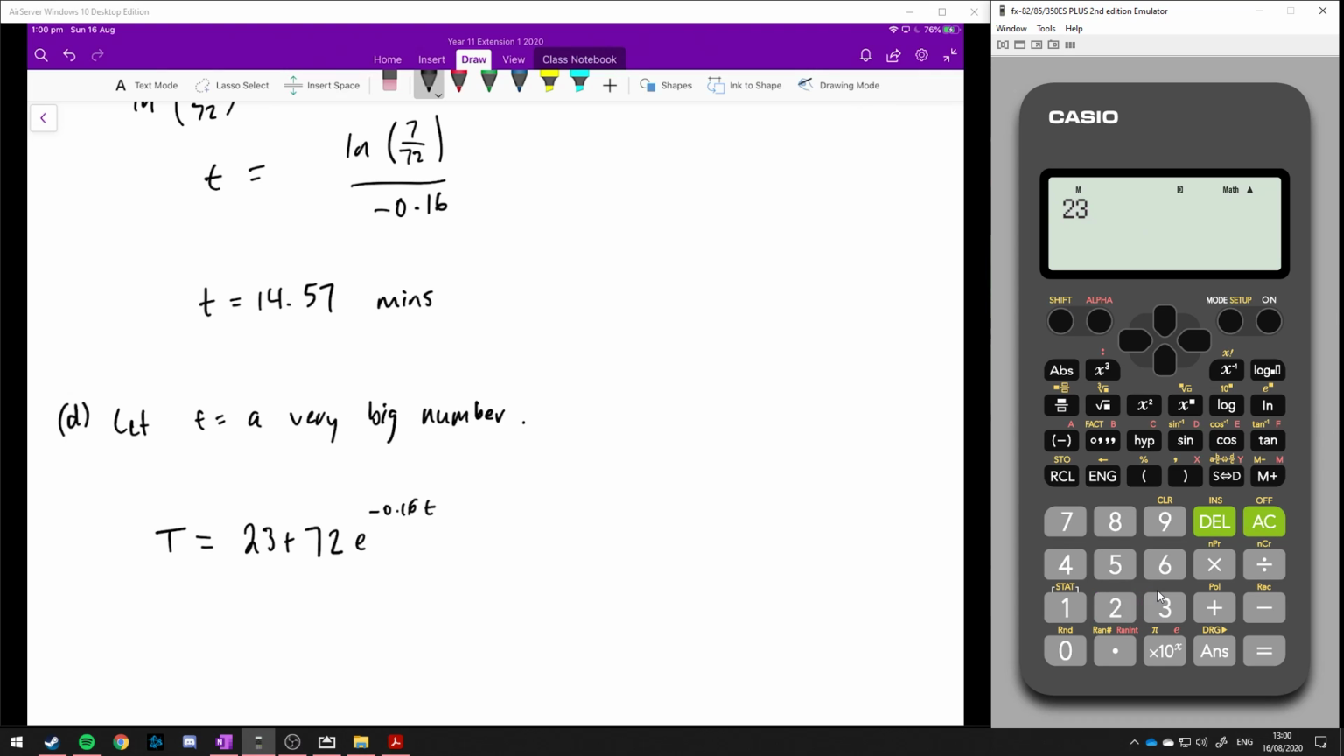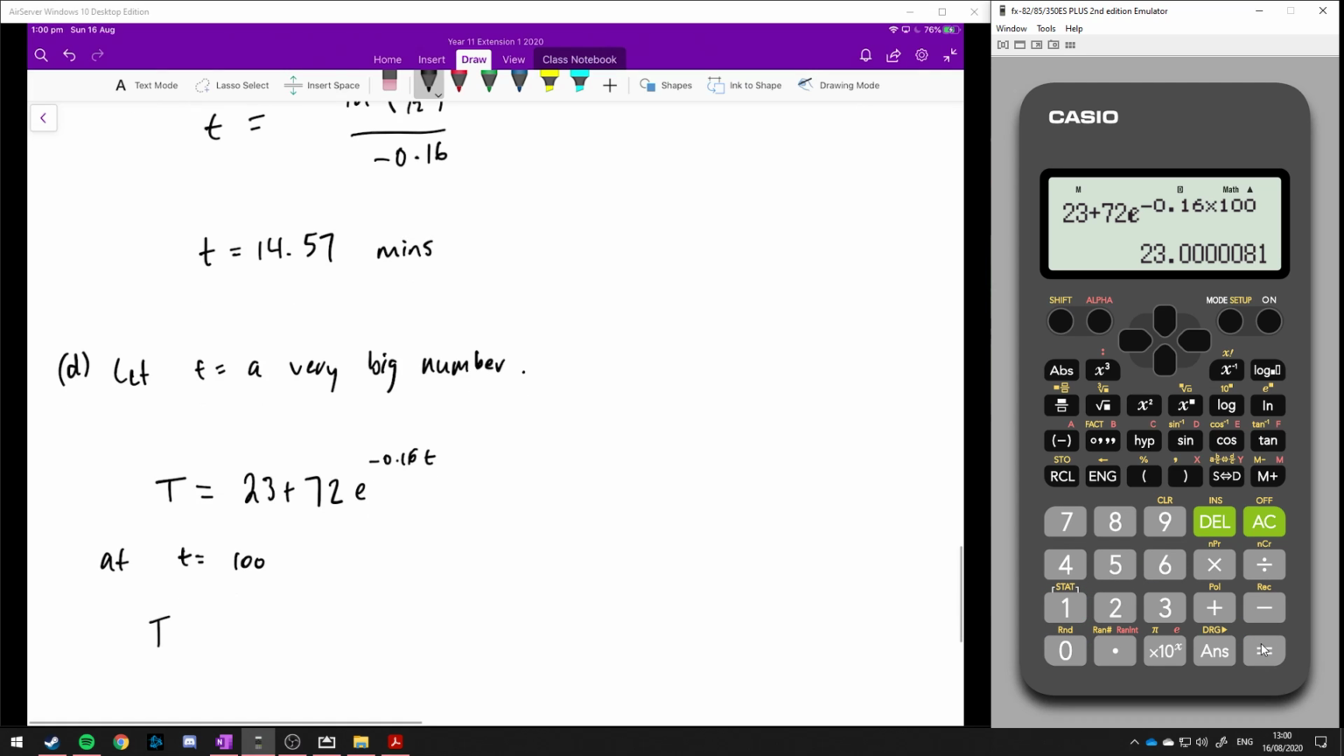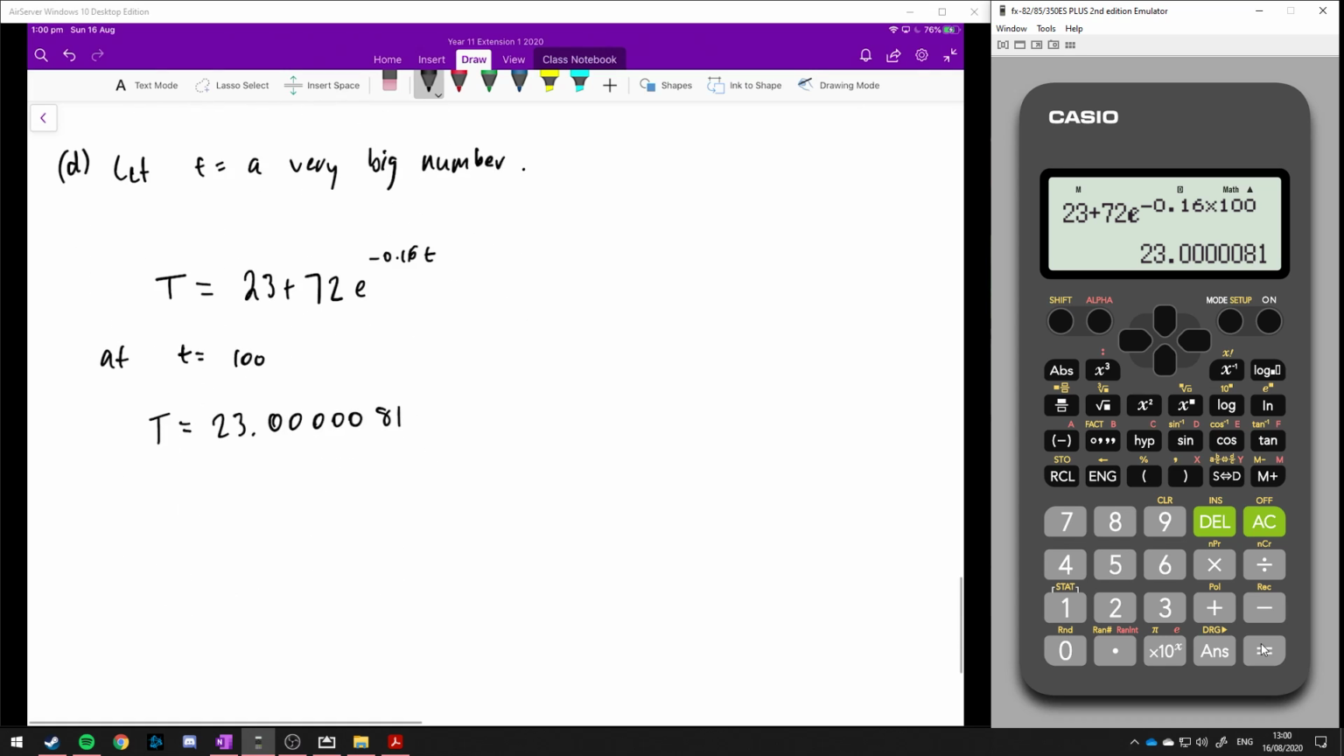So it's 23 plus 72e to the negative 0.16 times, let's say at T is equal to 100. It's not a super big number, but it is a big number nonetheless. We get T is equal to 23.000081. At T is equal to 1,000, that's going to give us essentially T is equal to 23. So once the number gets big enough, we get to 23.